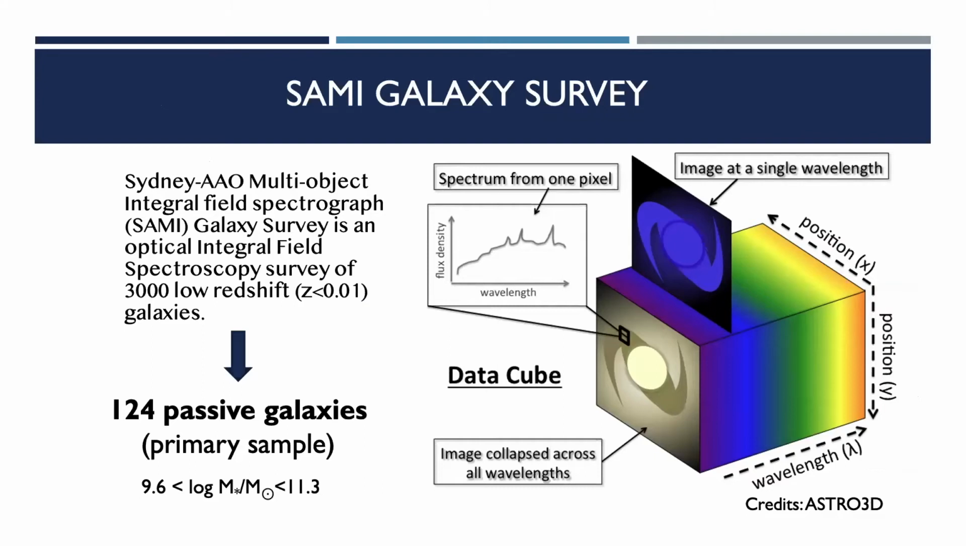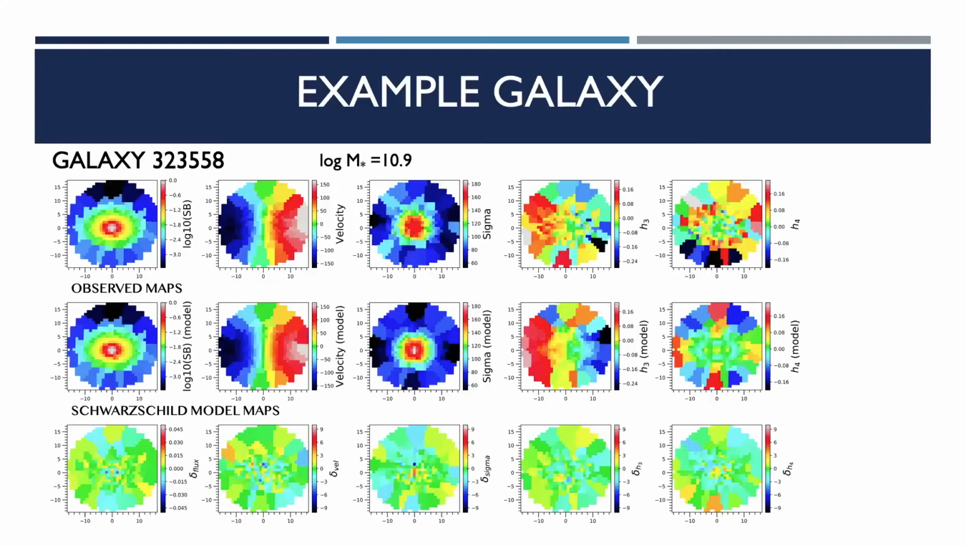After a selection process, we decided to use 124 passive galaxies for our primary sample. These galaxies have stellar masses ranging between 10^9.6 and 10^11.3. Now, we applied Schwarzschild models to the observations in order to get the best representation possible for these galaxies. I won't go into the details, but I'm gonna show you one example of the fits that we do. This is just an average galaxy, so it's not one of the best ones that we have. It's not one of the worst ones, but just to give you an idea of how good it can be.